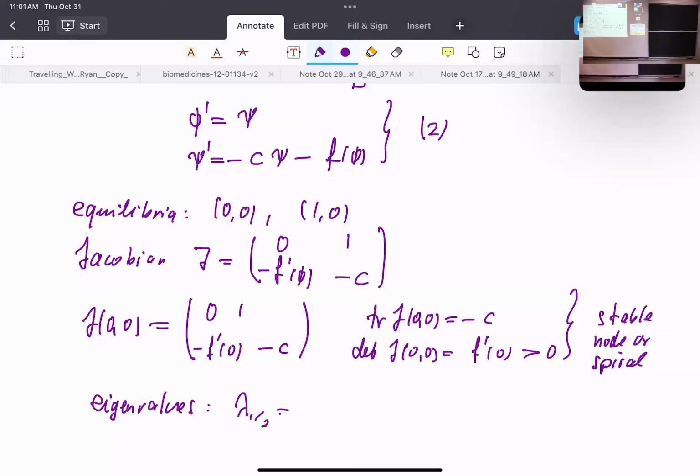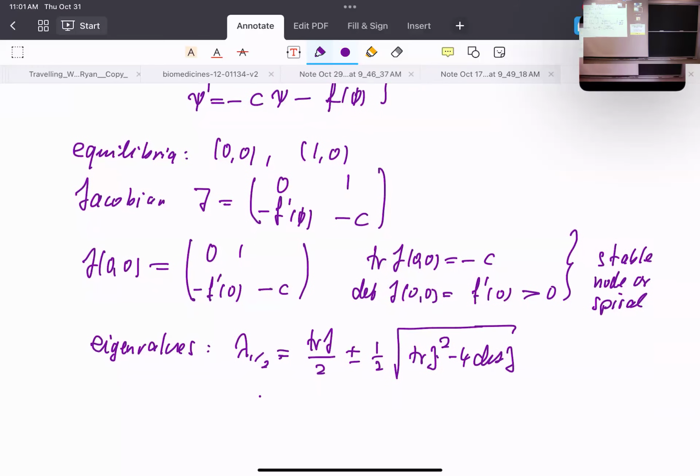Lambda 1, 2. And maybe I give you my favorite formula just once more, because this is so good. Plus minus 1/2 root of trace J squared minus 4 det J. Okay, you sub in the determinant, you sub in the trace squared, all that, and we get minus c over 2 plus minus a half root of c squared minus 4 f prime at 0. Okay, well, that's that.